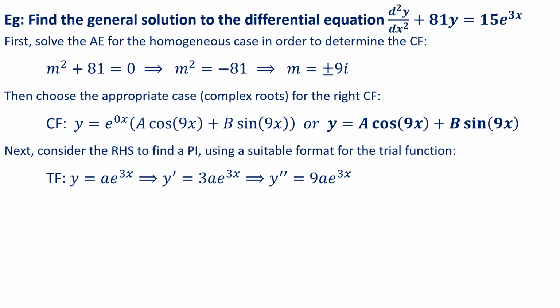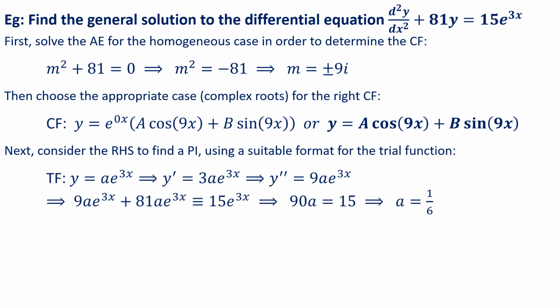And if y is equal to a e to the 3x, if that's my trial function, that's what the TF stands for, then I can calculate the first and second derivatives, substitute them into the original differential equation, and then compare the coefficients. I've got a coefficient of 9a plus 81a, so that's 90a, and on the right-hand side, the coefficient is 15. So a has to be a sixth, and that gives me the particular integral.